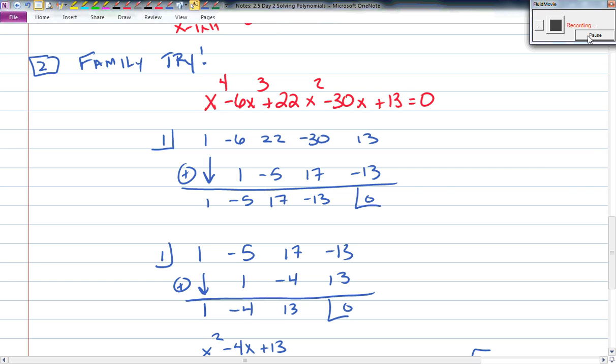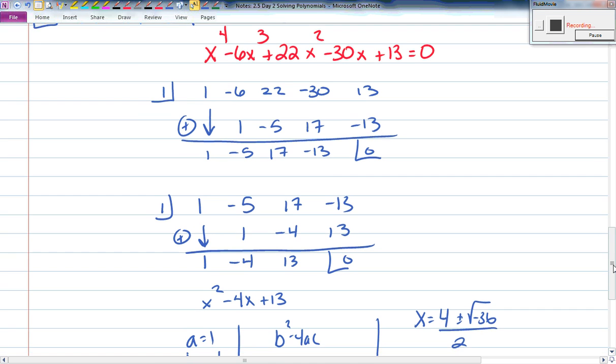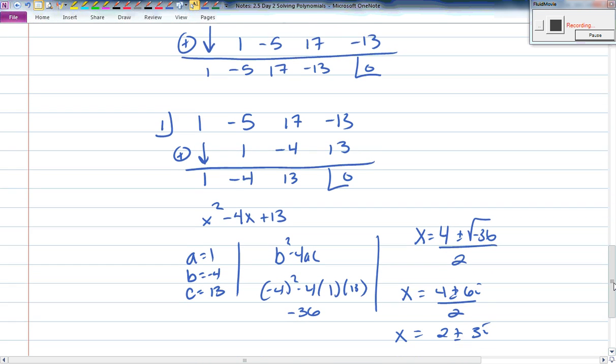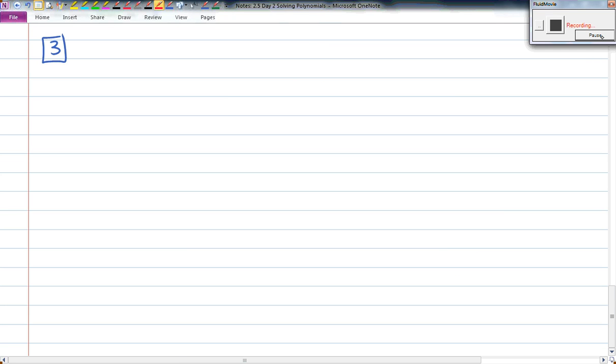All right, you guys, wherever you're at, we have to move it on. So take a look here. First of all, you should have realized that 1 was a root. 1 was a root twice because of double root. And as you cruise down, you should have found your answers for your zeros are 1 and 2 plus or minus 3i. Okay.